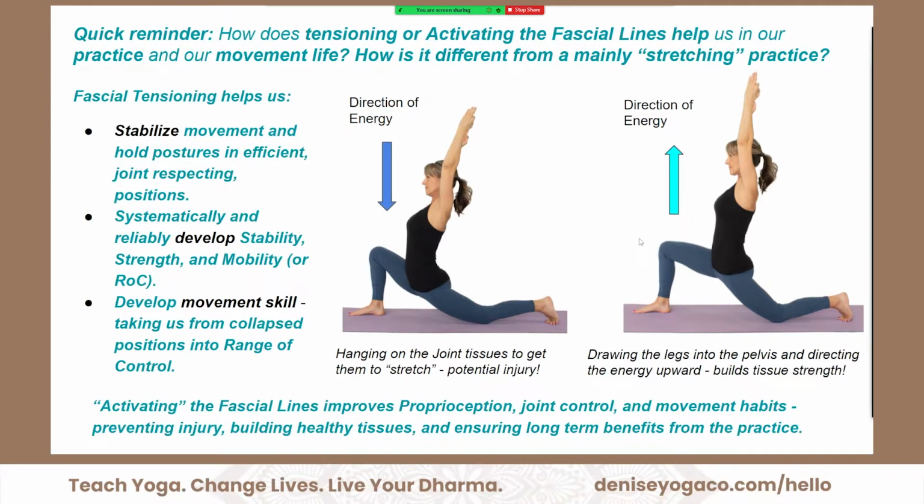When I say that tensioning or activating the fascial lines improves proprioception, okay, so that's the nervous system. When our fascia is being tensioned in movement or postures, our nervous system is getting more of the information it needs to hold you or move you through that position. Okay, so there's more information being shared between body and brain. Okay, and then that gives you better joint control, these activations. And then you develop movement habits, right? If you keep doing things a certain way, it becomes habitual, and that's good. We do want good movement habits.